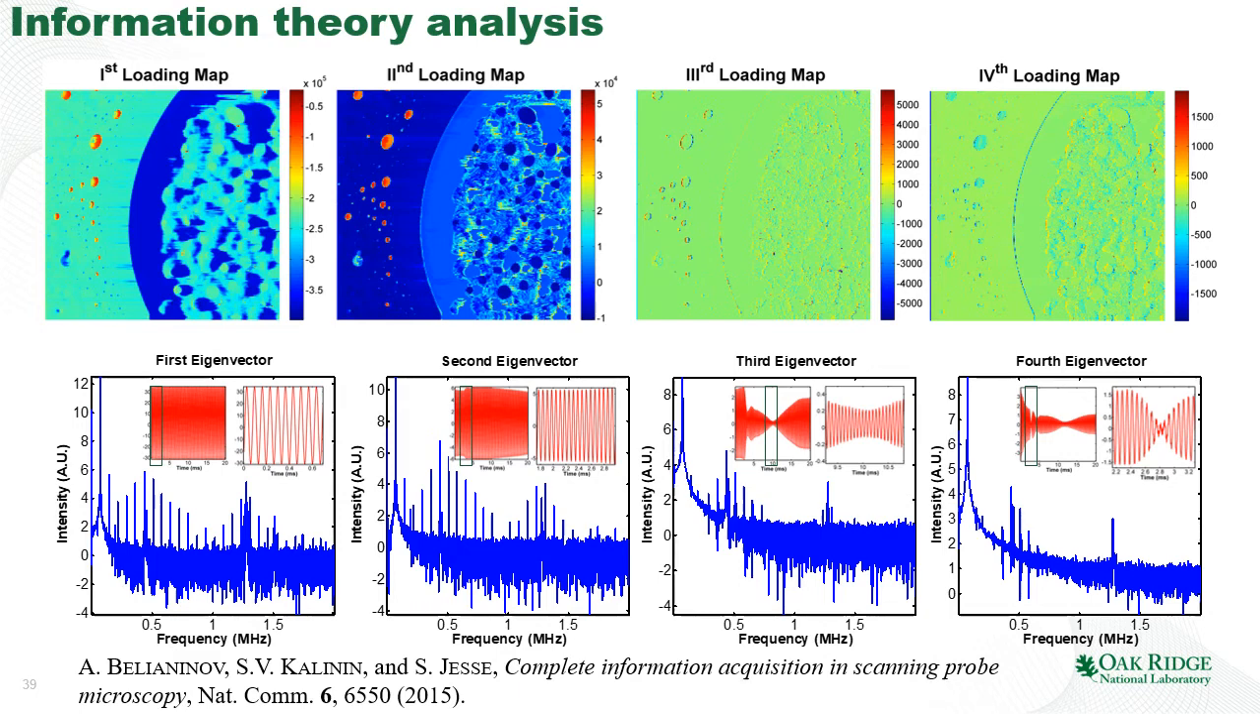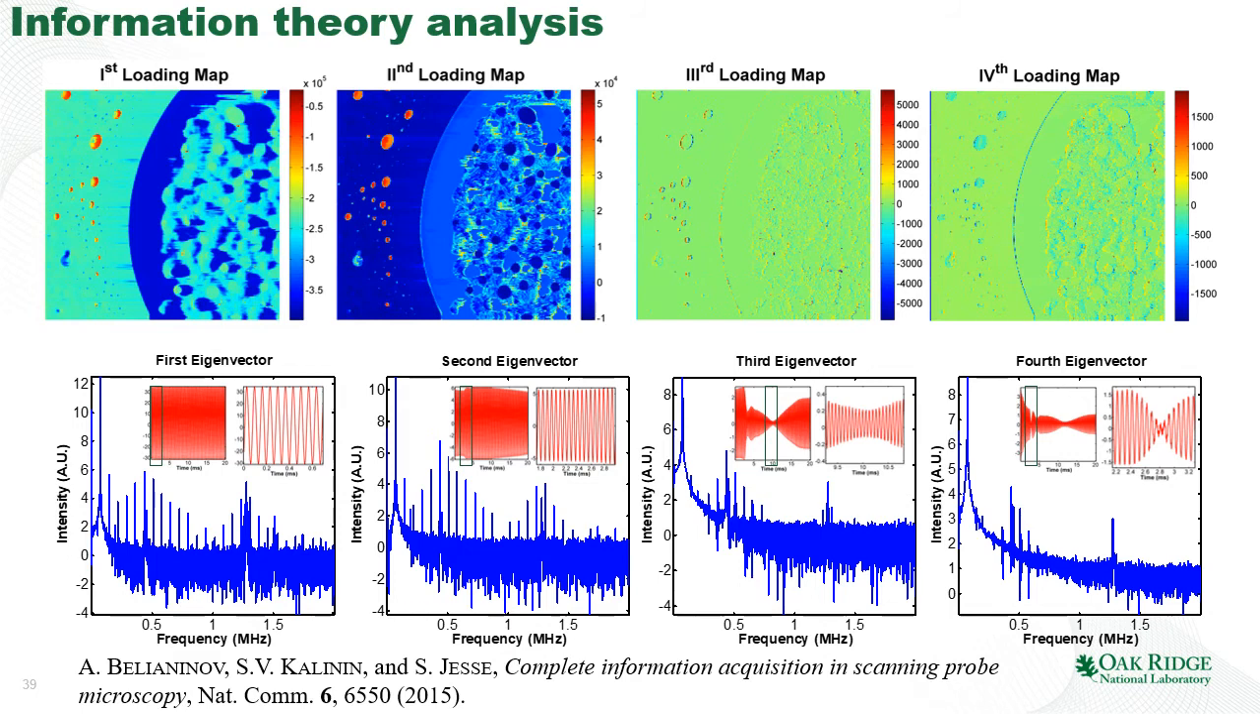So the first eigenvector looks like this. This is just the full signal of the cantilever. The second starts to look like this. The third and fourth start to show the reverberations of rather characteristic shapes. And these are the loading maps which show the evolution of properties corresponding to these eigenvectors.